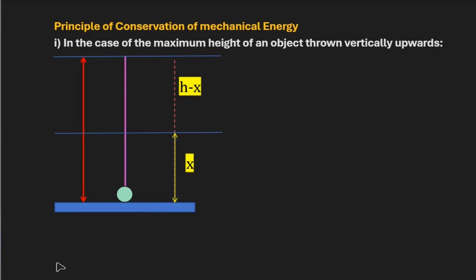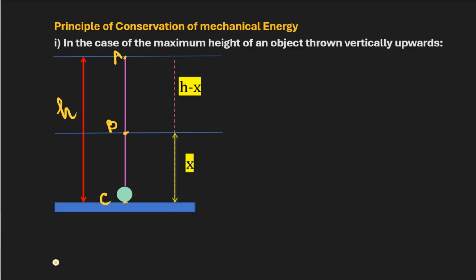Now it's time to understand the principle of conservation of mechanical energy. Very first case, maximum height. Here the red line represents the maximum height. Let's say this is the maximum height h, and this is the C point, this is the B point, and this is the A point.